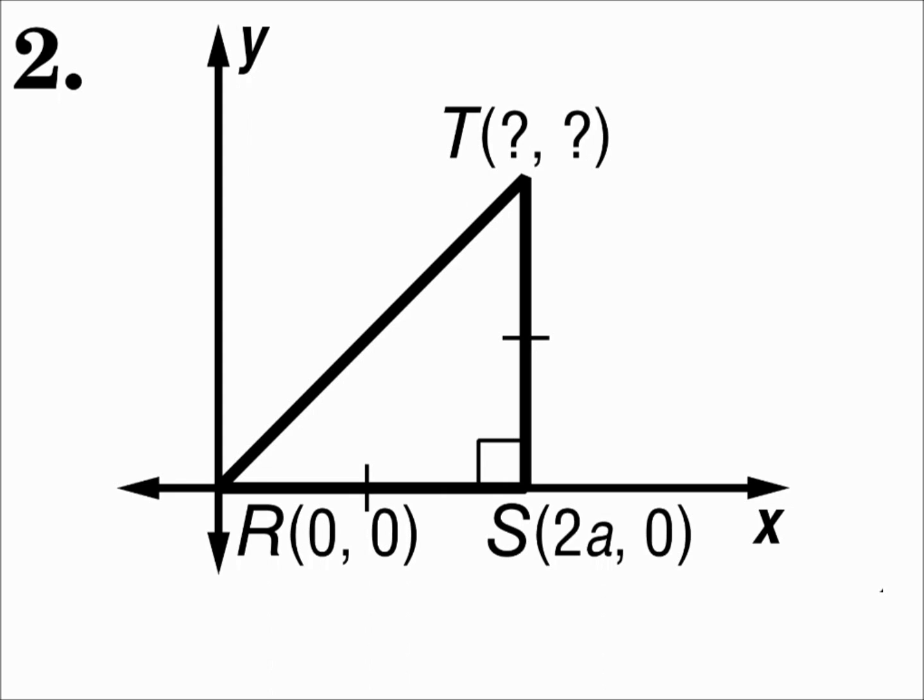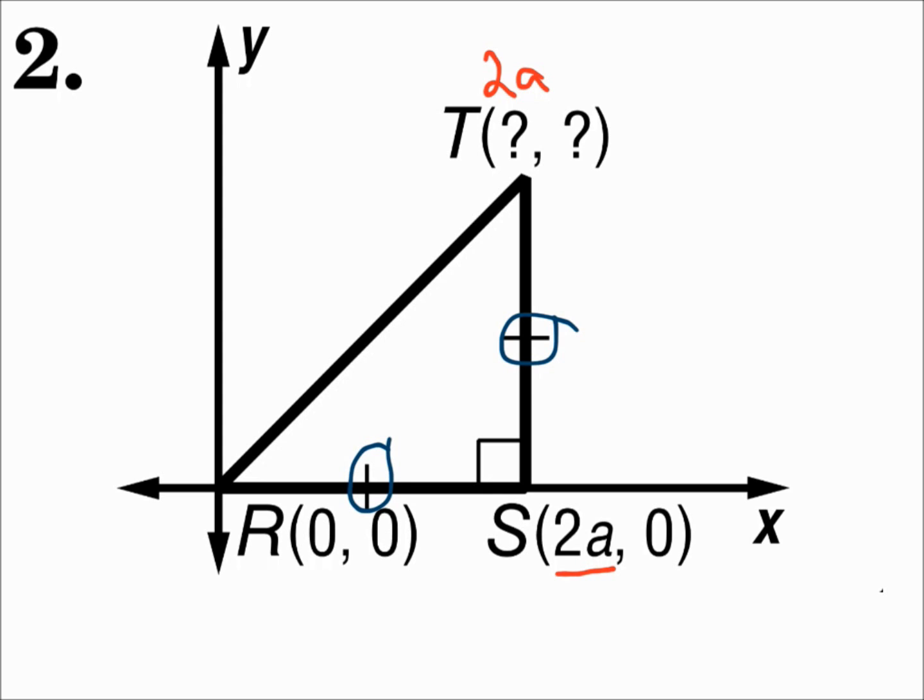Number 2. Here we have a right isosceles triangle. Point R is at the origin, so it has the coordinates 0, 0. Point S is on the x-axis, so it has a y value of 0, and it's 2a to the right. We need both coordinates of point T. Notice the x-coordinate. T is the same distance to the right that point S is. Point S is 2a to the right, which means point T is also 2a to the right.